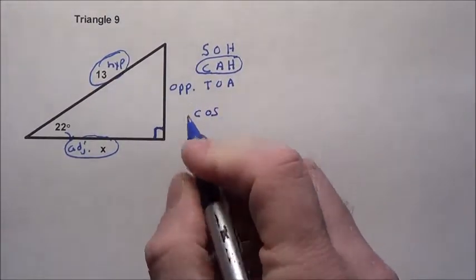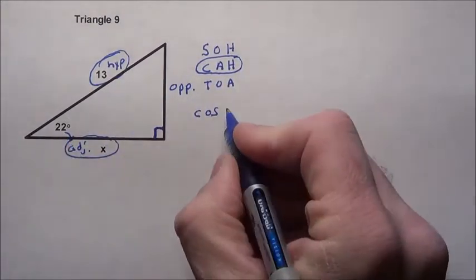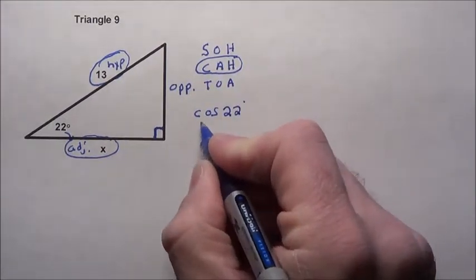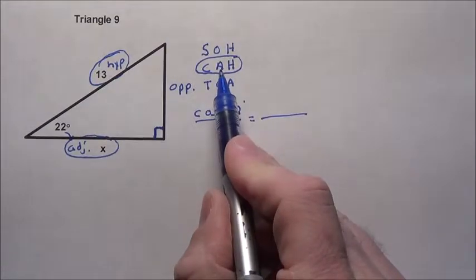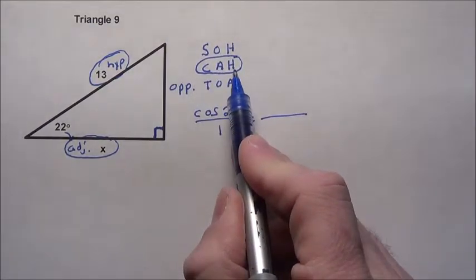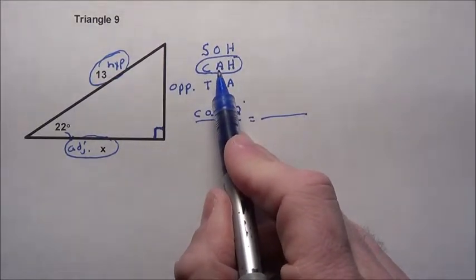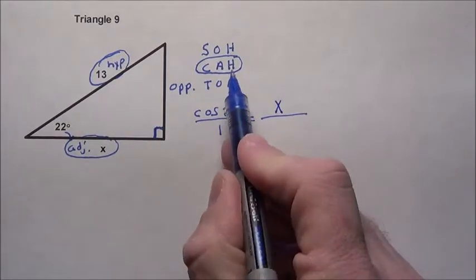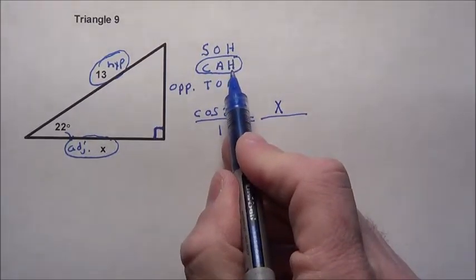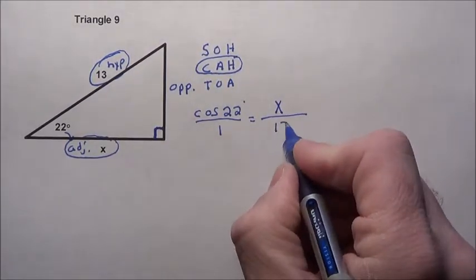So I have the cosine of the angle, always the angle, which in this case is 22 degrees. Always put it over 1, equals. Now, it's got to be adjacent on top. The adjacent divided by hypotenuse. You can't flip them. A comes first, so I put the adjacent piece first. Who is the adjacent? That's my unknown, that's my x. So I put x right here, divided by always the hypotenuse on the bottom. In this case, I have 13 as a measurement.